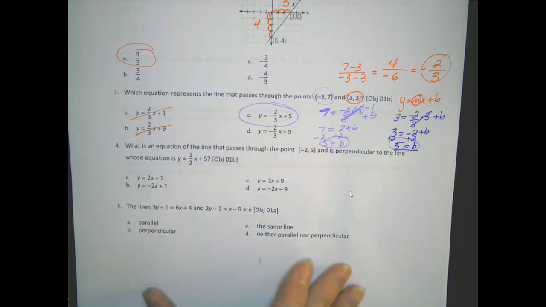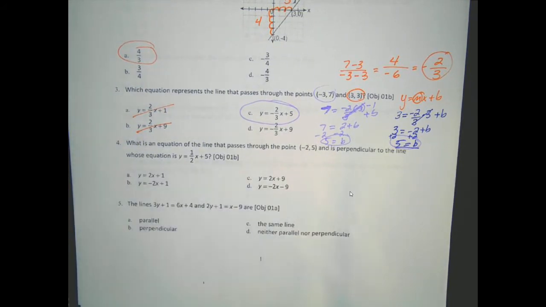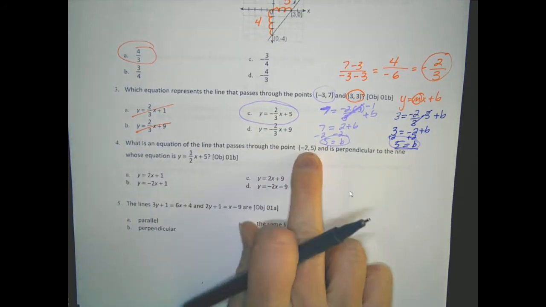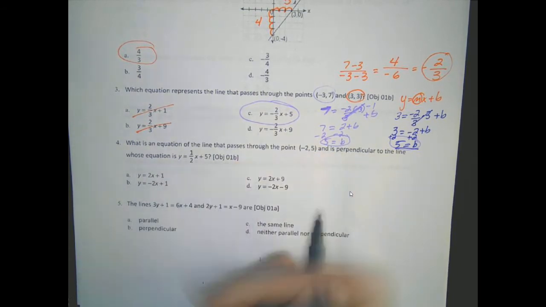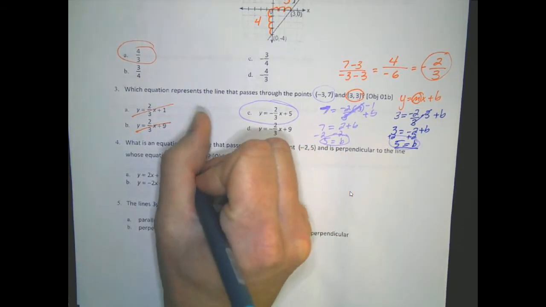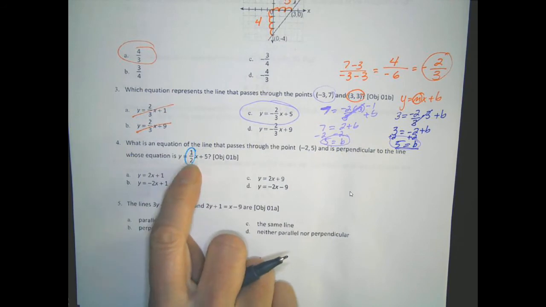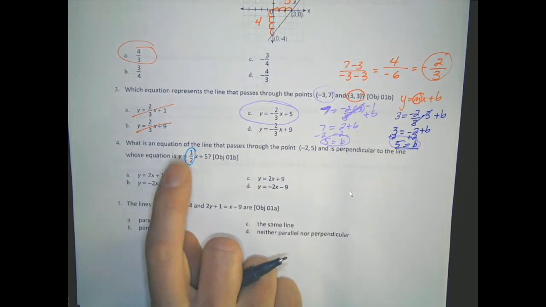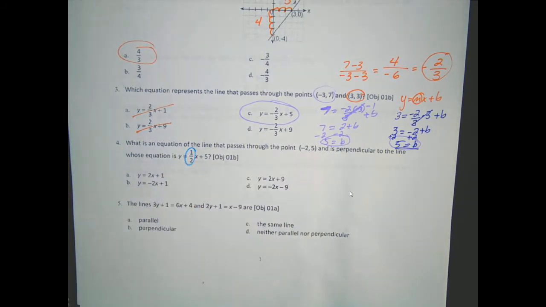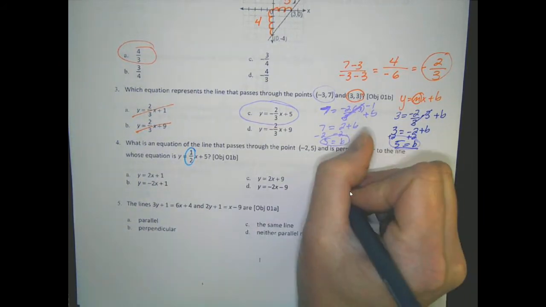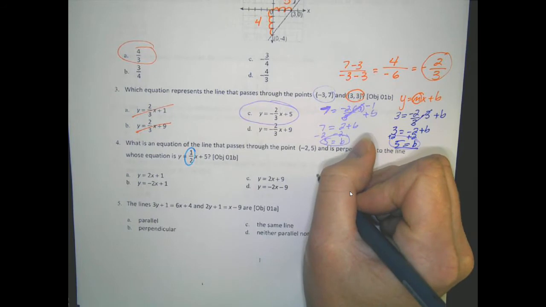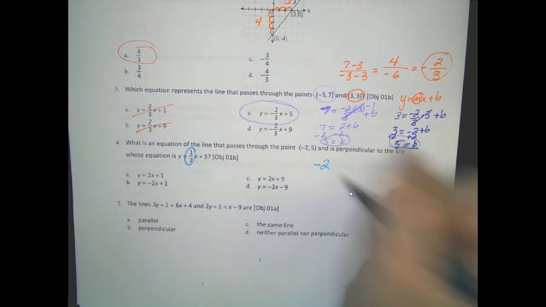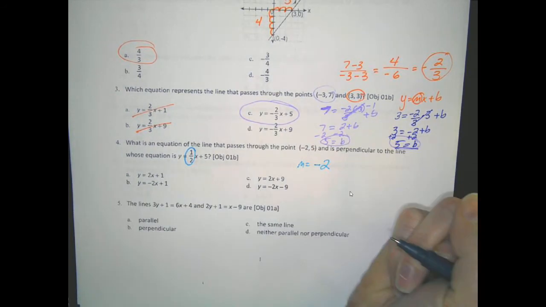Next one, what is an equation of the line that passes through (negative 2, 5) and is perpendicular to this line? So if it's perpendicular, all I actually need from this line is the slope, to find the slope of the line that I'm looking for. The slope of this is 1/2. The slopes of perpendicular lines are opposite reciprocals. So the reciprocal of 1 over 2 is 2 over 1. So my slope is going to be negative 2.